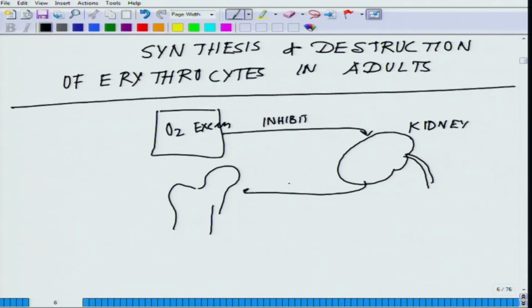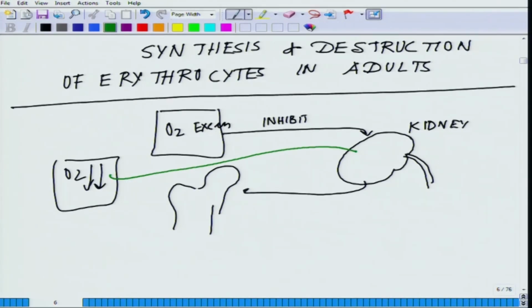Okay. Whereas, if the body is having a deficiency of oxygen, oxygen is fairly low, there is a positive signal which is being sent to the kidney. From there, another positive signal is being sent to the bone marrow. Okay. This is done by erythropoietin. These are the factors which are responsible for it.